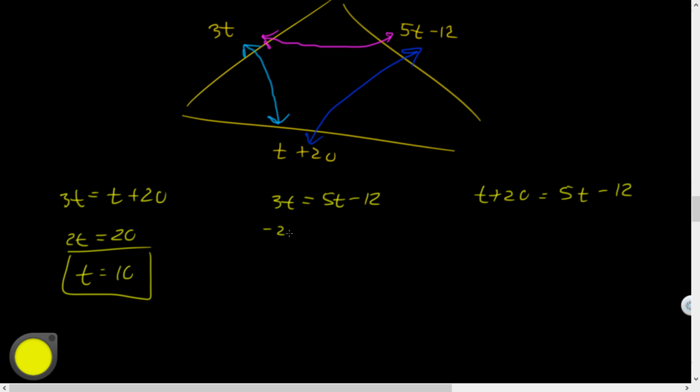Subtract 5t from both sides. I'd have negative 2t equals negative 12. Divide by negative 2. Don't forget to flip your inequality sign, guys, when you divide by a negative. Remember? You got to flip it over. Okay, and so t is equal to 6.